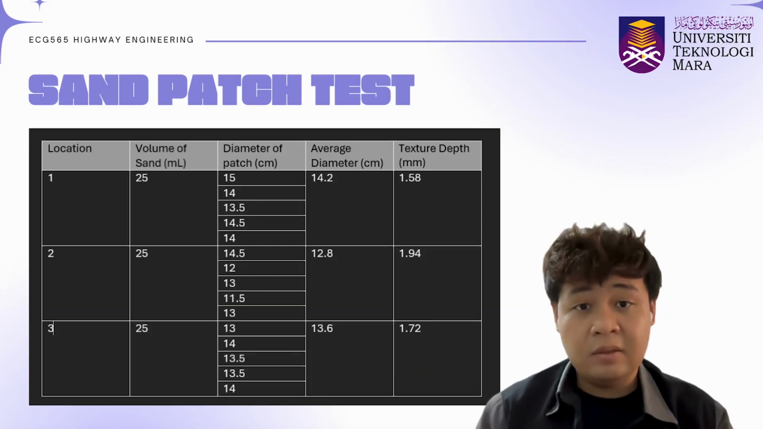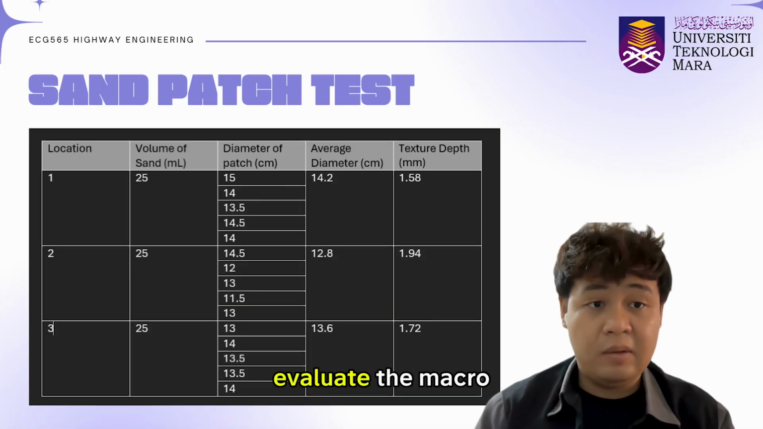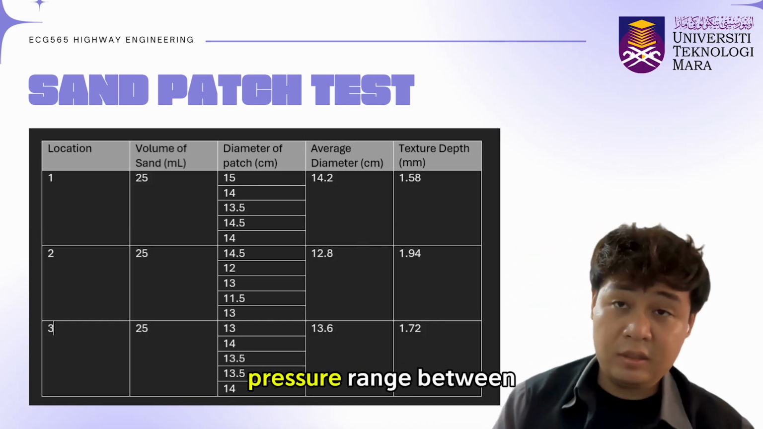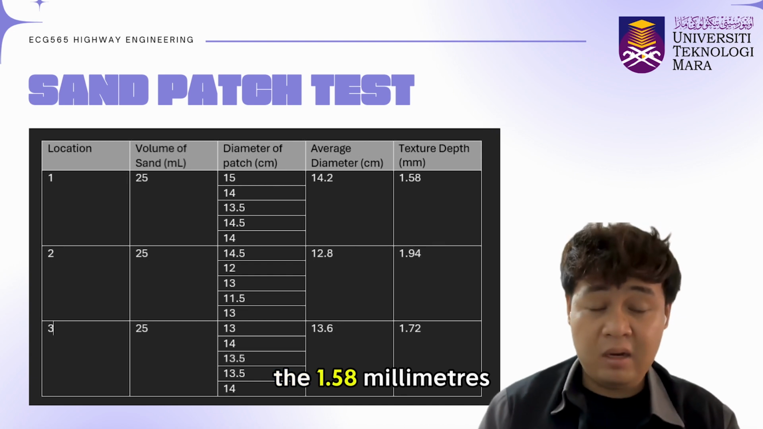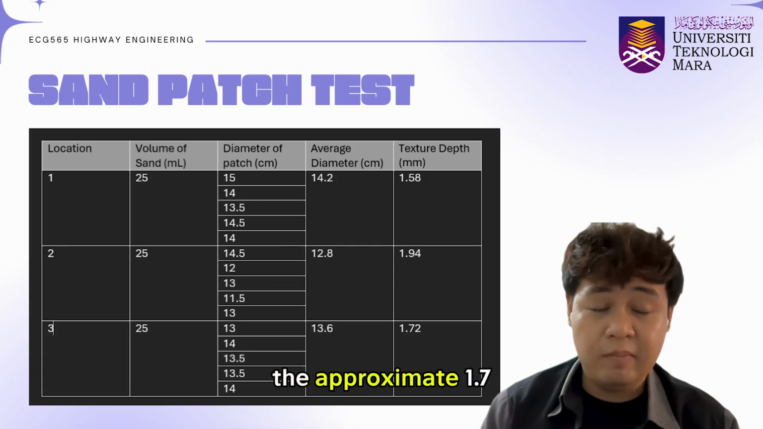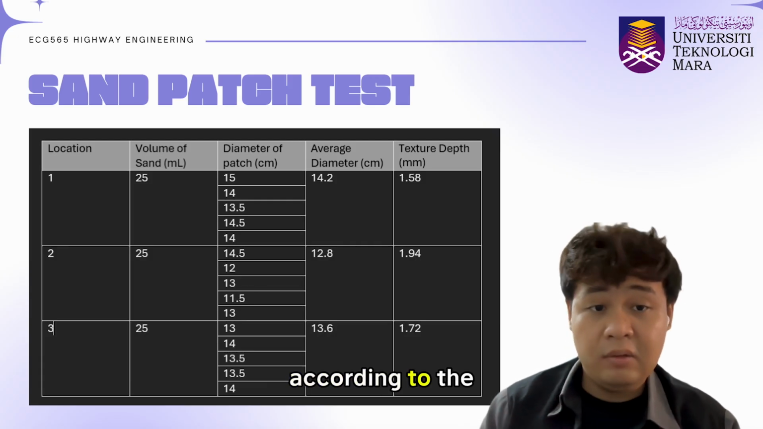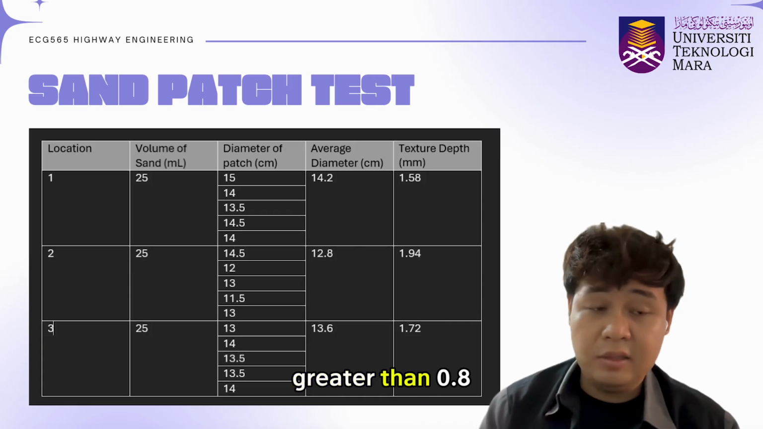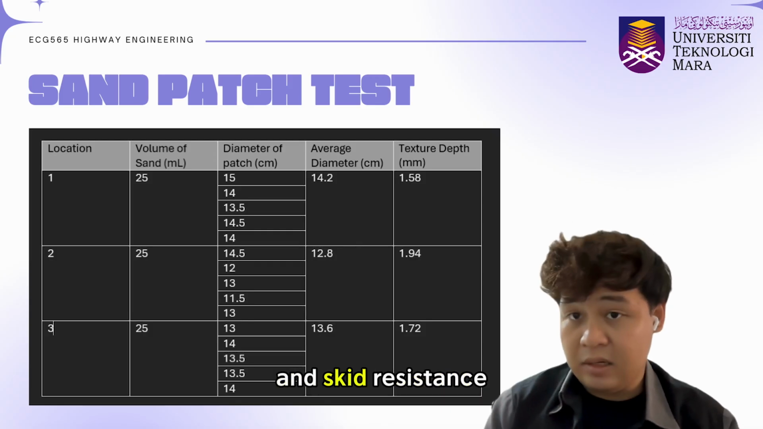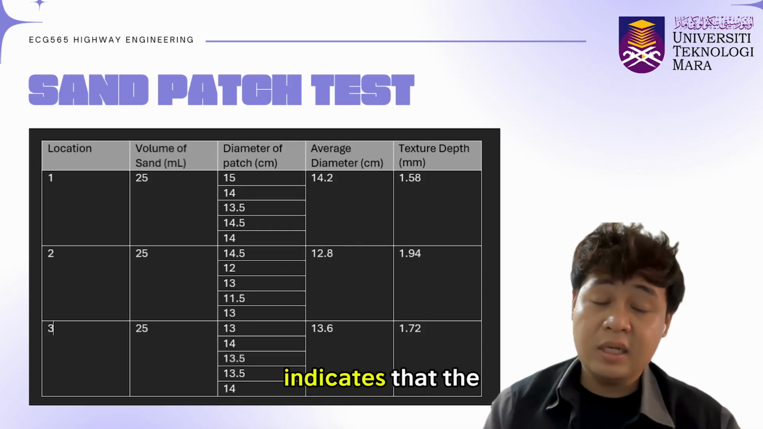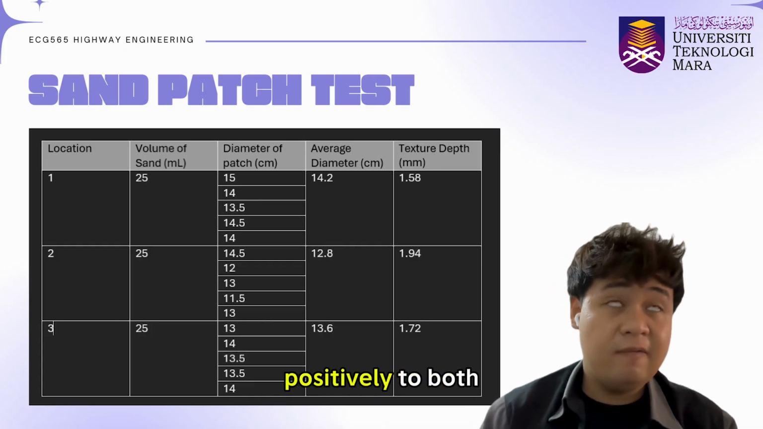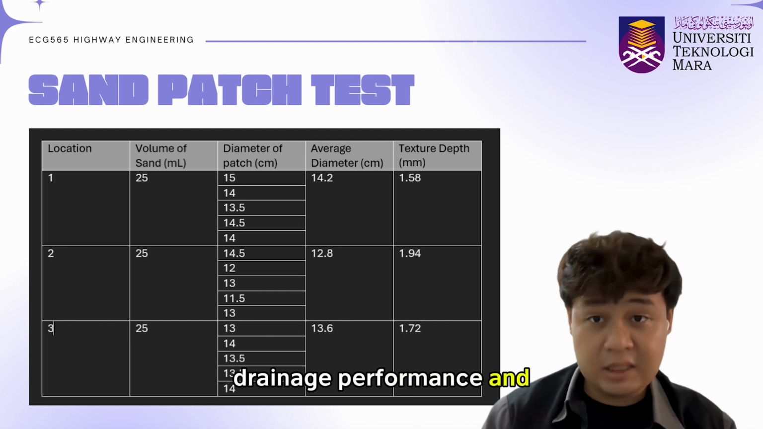The sand patch test was conducted to evaluate the macro texture of the pavement surface. The measured texture depth ranged between 1.58 mm and 1.4 mm, with an average texture depth of approximately 1.7 mm. According to the guidelines, a texture depth greater than 0.8 mm is considered adequate for effective water dissipation and skid resistance. Therefore, the result indicates that the pavement surface has good macro texture, which contributes positively to both drainage performance and skid resistance.